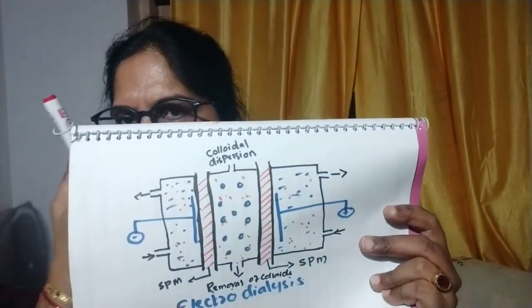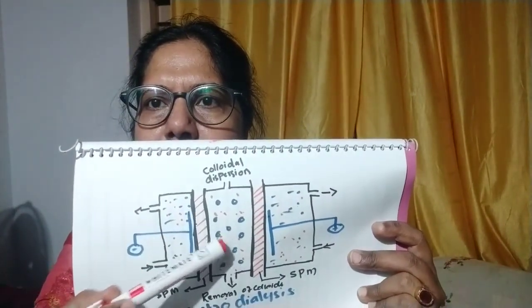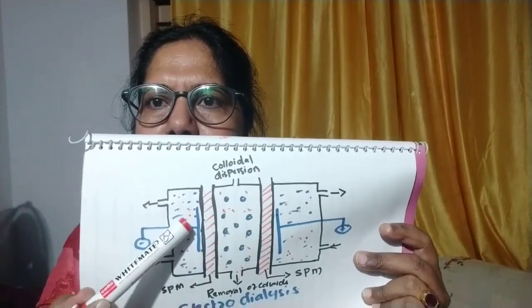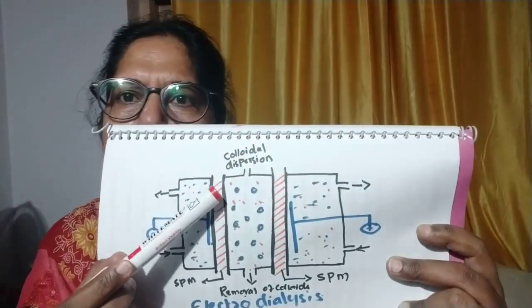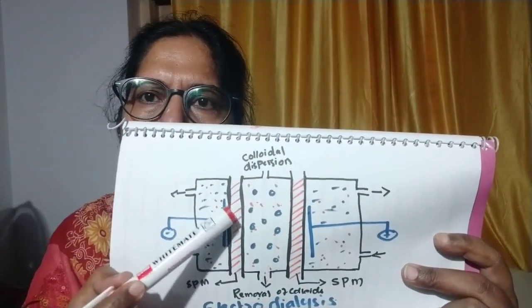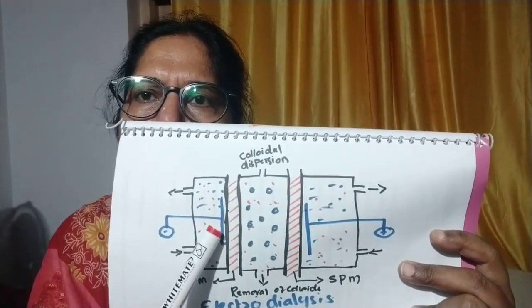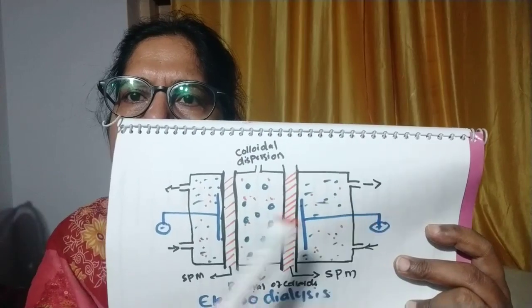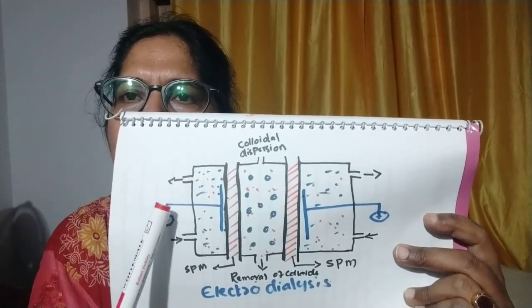This is the setup. You can see it is the same as the dialysis process, but the difference is that here I have given a potential difference. Both of these are semi-permeable membranes, which I have shown with the red marks and with the blue pen. One will be the positive side and another will be the negative side, that is, the electrodes we have applied.